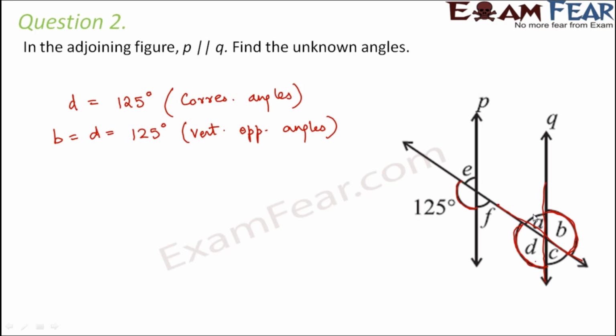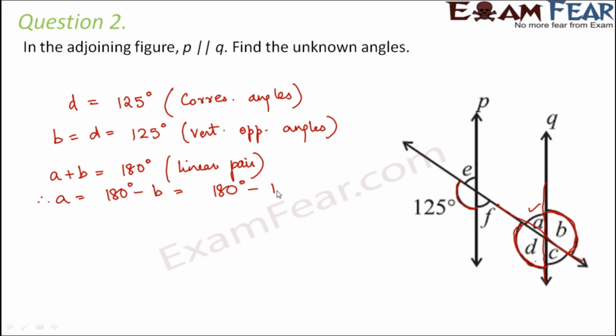Now let us talk about A. When you look at A and B, they form a linear pair, right? Because they are located adjacent to each other. They also give a sum of 180 degrees. Therefore, we can say angle A plus angle B is equal to 180 degrees. This is due to linear pair. Therefore, A would be equal to 180 degrees minus B, that is 180 degrees minus 125 degrees, which is equal to 55 degrees.